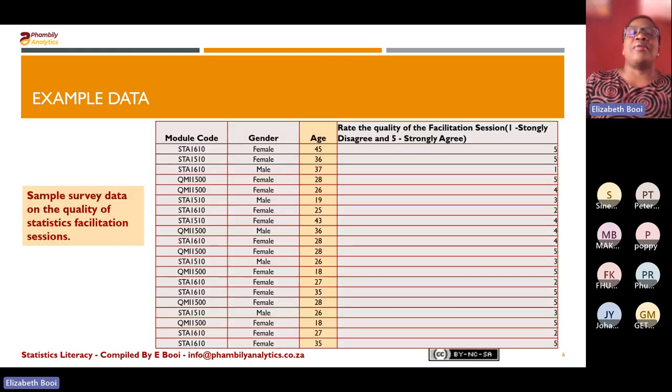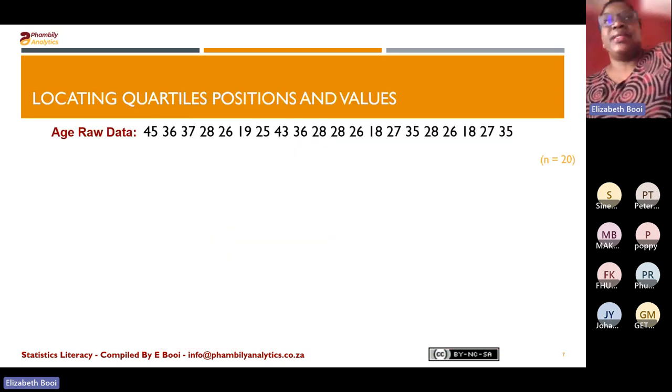Let's go back to our data set that we have been working on. Remember, our sample survey data on the quality of statistical facilitation session. We know that we can classify the variable or the data that is in front of us, whether it's numerical data or categorical data. Today's session, we're continuing to work with our numerical data, which is the age. So let's locate the quartiles using our data set.